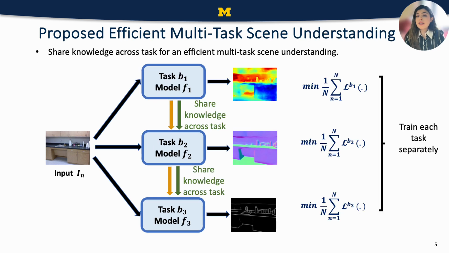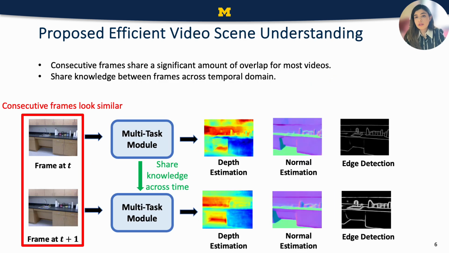So our proposed multitask module uses the strengths of both multiple single tasks and MTL. We propose to design multiple single tasks separately, as you can see here, but we want to somehow share the information and knowledge between the tasks to decrease the memory and computation. Additionally, for video inputs, we know that consecutive frames look really similar to each other in most videos. As a result, similar to the task domain, we want to somehow share the knowledge across time as well to reduce the computation across the temporal domain.